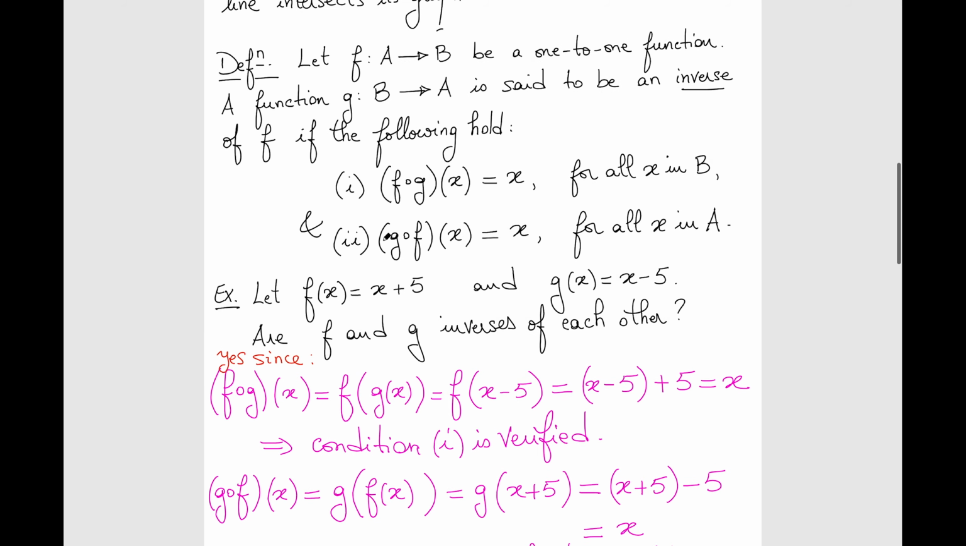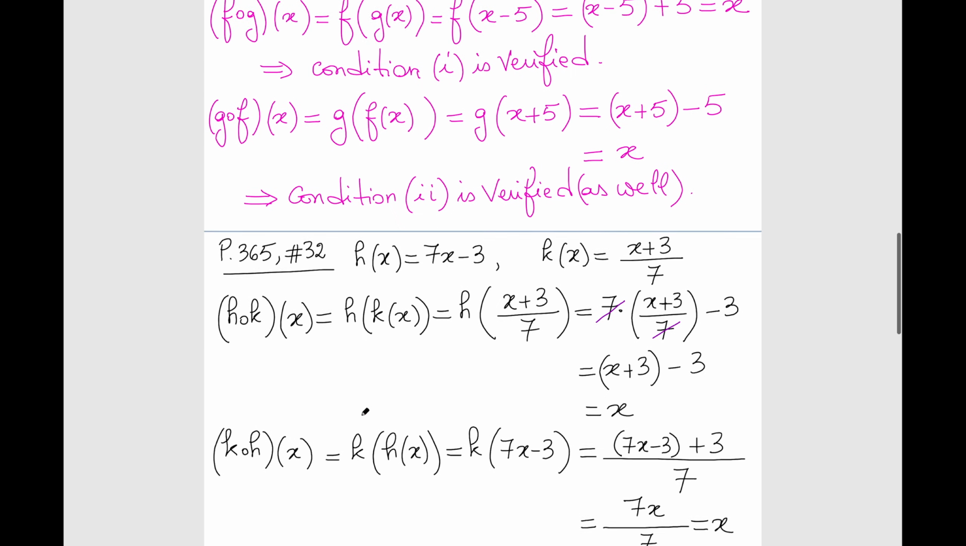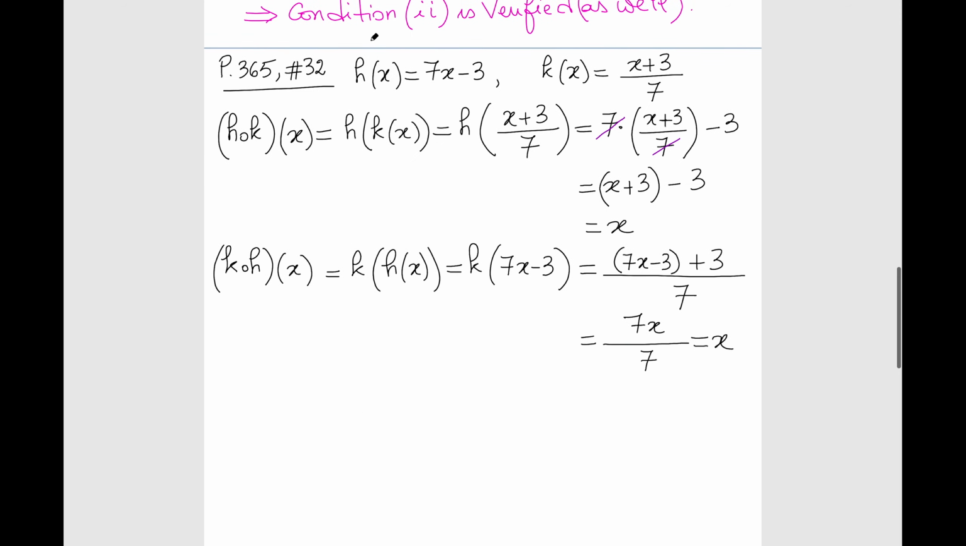So condition 2 is also verified, and hence 1 and 2 are verified, and as such, the two functions h and k are inverses. So h and k are inverses of one another.